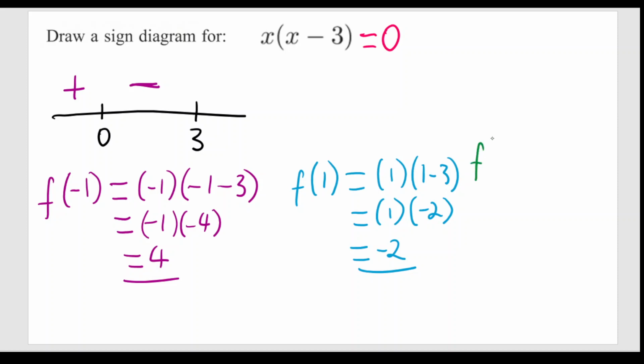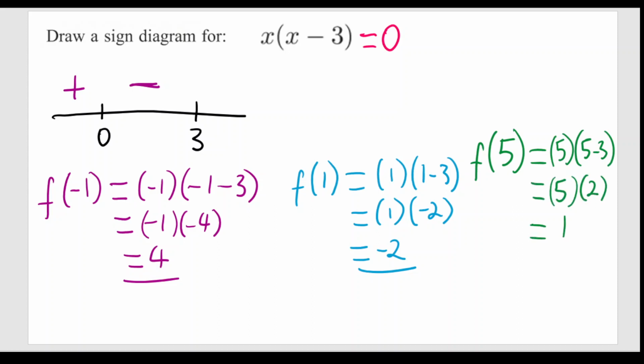Finally, let's look at f of 5. And remember that these numbers are completely randomly chosen, but they do fit within either side of the zeros or between the zeros. So choose the ones that are easiest to calculate for you. So we've got 5 take 3, 5 and 2, which is 10. That is a positive number, so we're going to be above the x-axis, so we have a positive again.